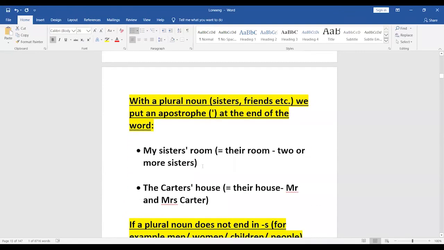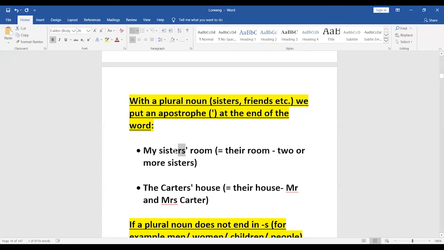Now, with plural nouns like sisters, friends, we put an apostrophe at the end of the word. Let's say, my sisters' room. Here, the very noun itself is plural. Let's say I have two elder sisters and they're both in a room. Then I will say, my sisters' room. Why is it my sisters' room? Because two people are sharing that room.